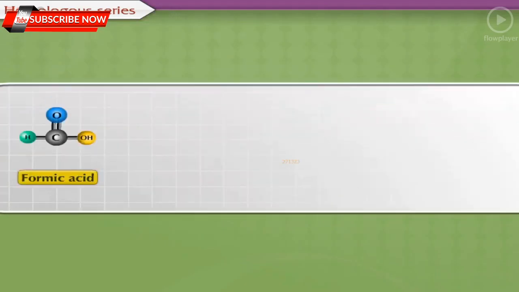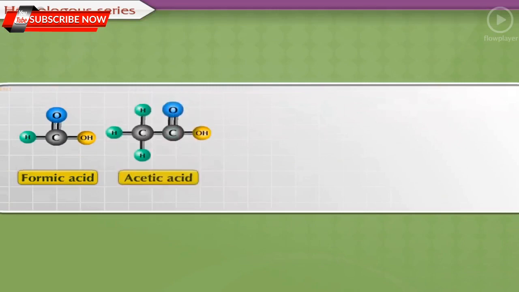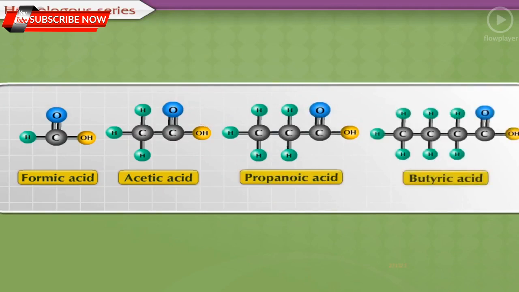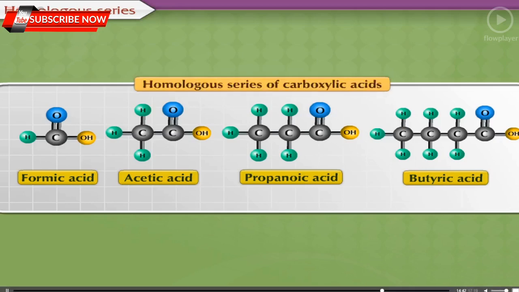Formic acid, that is HCOOH. Acetic acid, that is CH3COOH. Propanoic acid, that is CH3CH2COOH. And butyric acid, that is CH3CH2CH2COOH, constitute the homologous series of carboxylic acids.